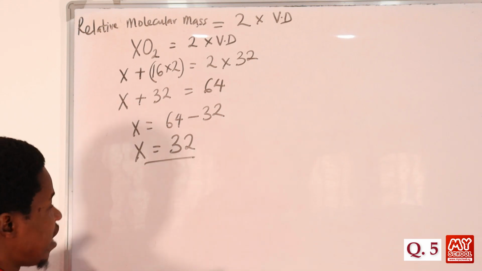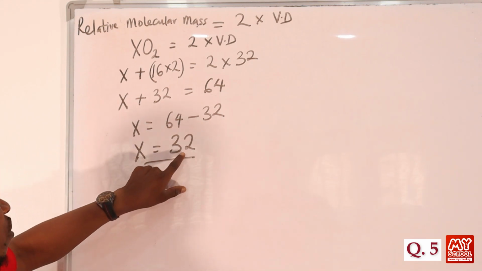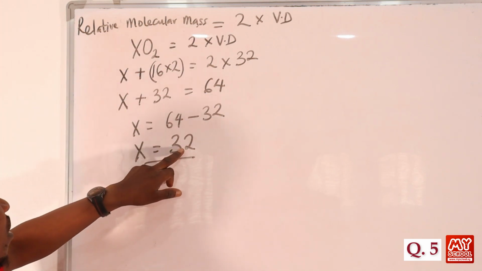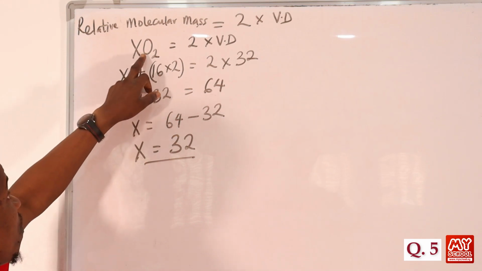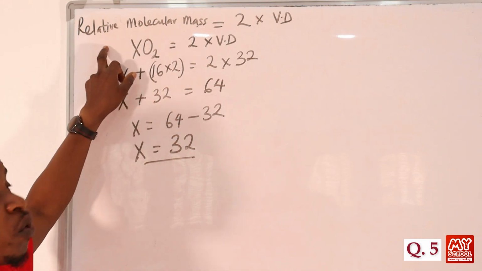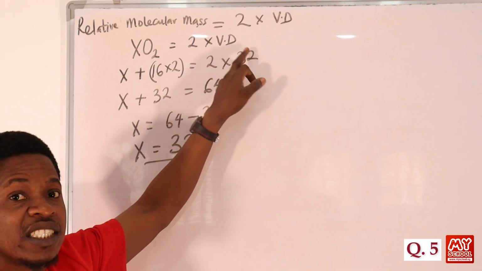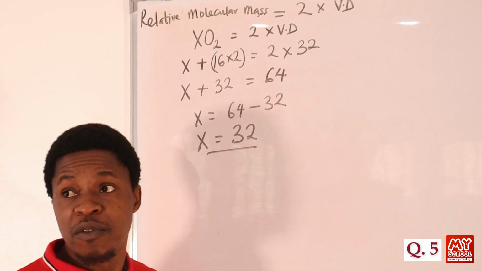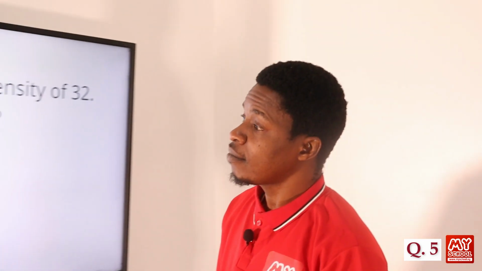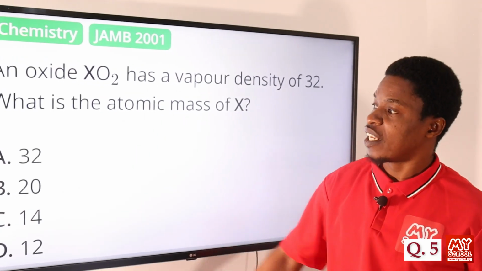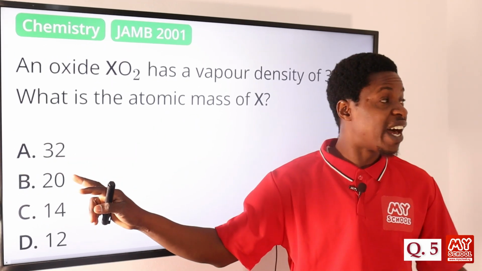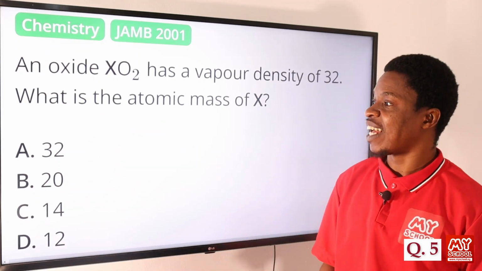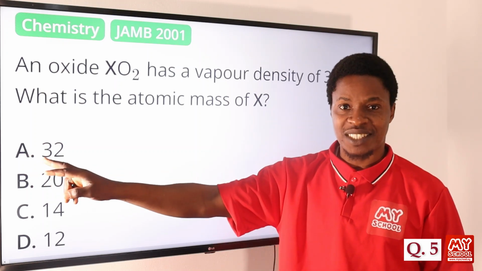Which means that the atomic mass of X is 32. But the relative molecular mass, if you want to calculate that, we can say 32 here plus the 32 of this, that will be 64. So relative molecular mass is equal to 2 times the vapor density. So the atomic mass of X is 32. Let's move over to the screen so we can look at the options. Option A is 32, which is what we have as the answer. Option B is 20, no. So out of these options, the correct answer is option A, which is 32.